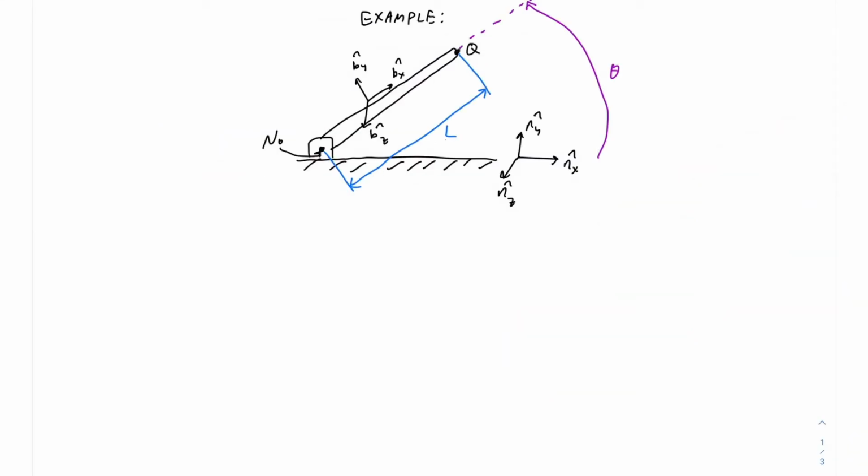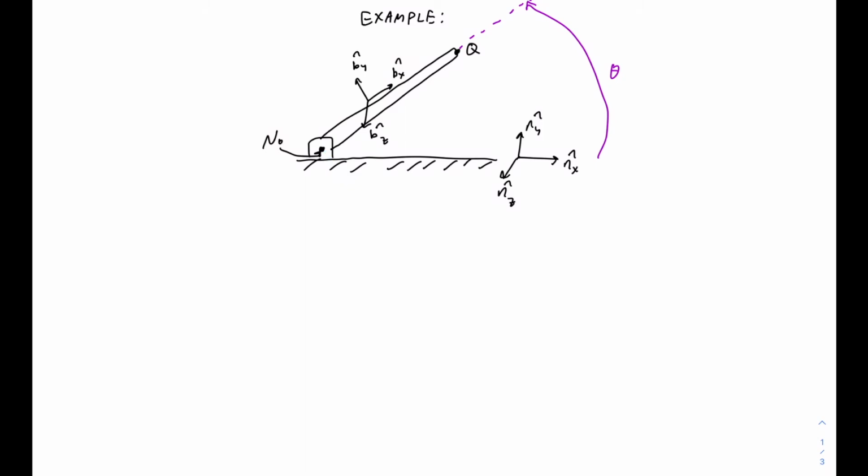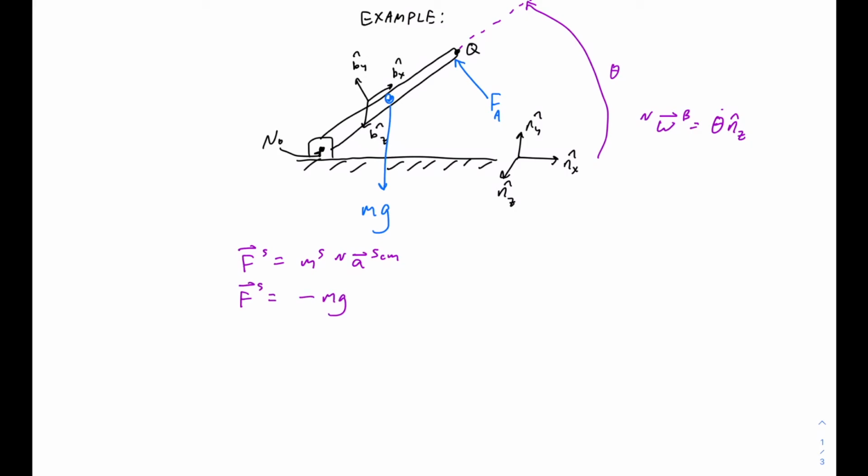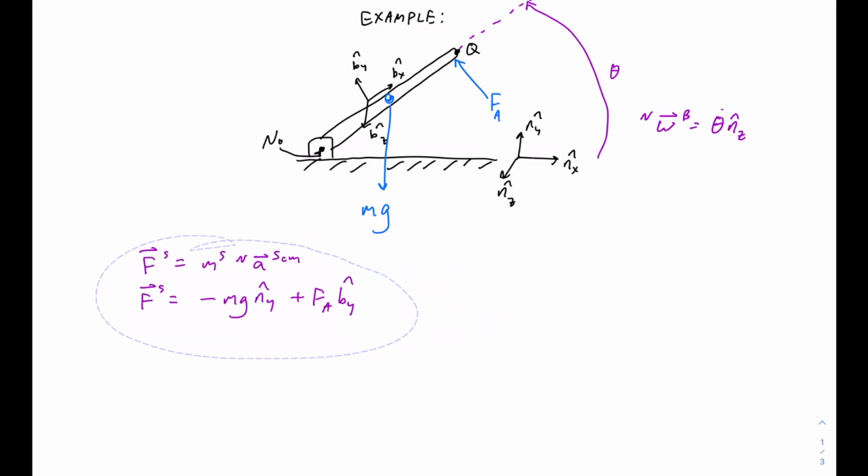Let's take a look at F equals ma in the context of our spinning beam example. First, I'll clean up this drawing to add some forces. Let's say gravity and a force applied at point Q. I will also write the angular velocity vector here for reference. Now let's write out F equals ma. First, we can write an expression for the force vector, which is negative mg n_y plus F_A b_y. Let's move that aside and get an expression for acceleration.